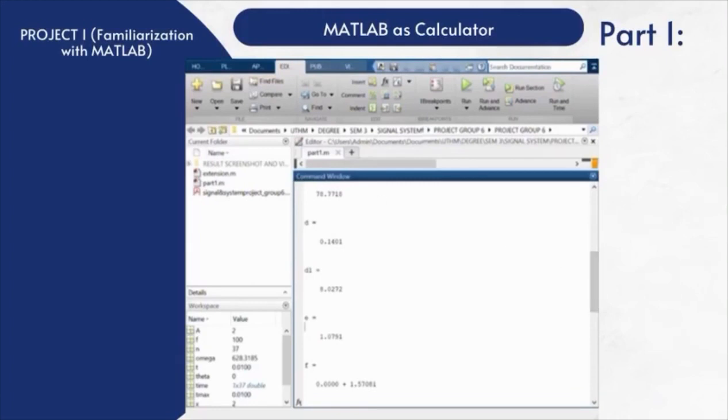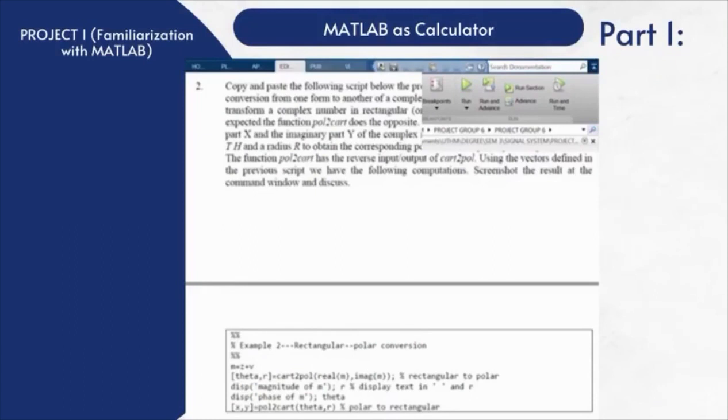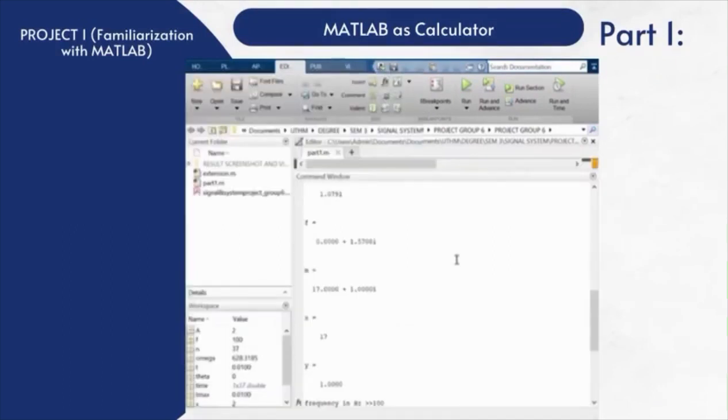Number 2, part 2: I copy and paste and then continue from the previous code. The second part introduces the conversion between rectangular form and polar form of a complex number using the functions cart2pol and pol2cart, which are Cartesian to polar and polar to Cartesian.